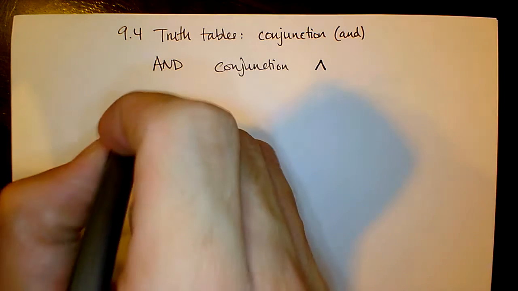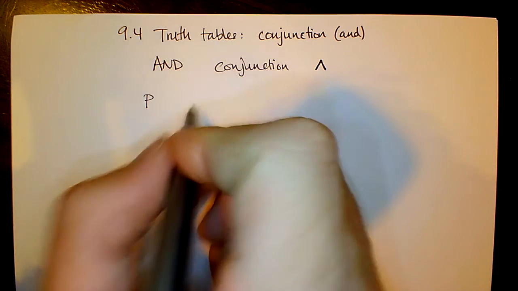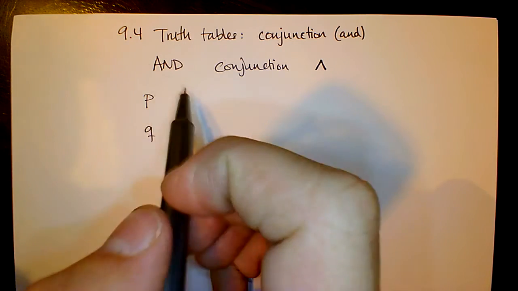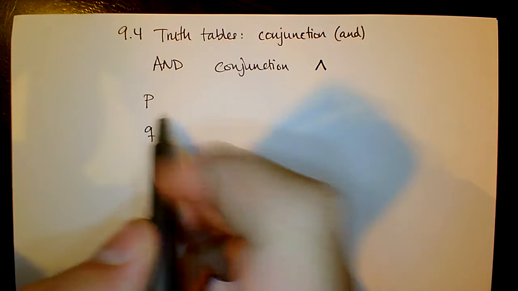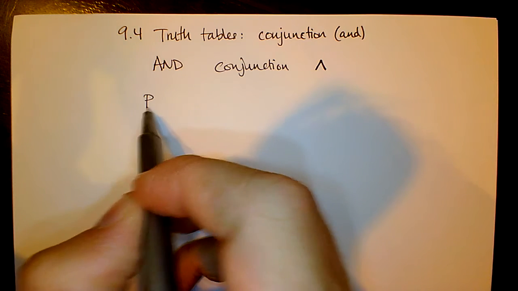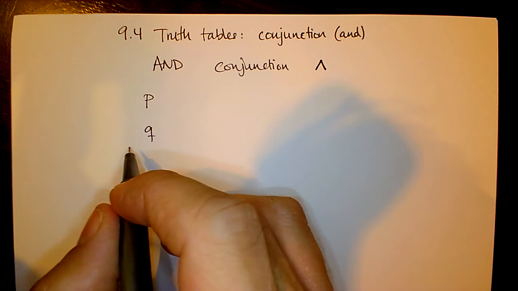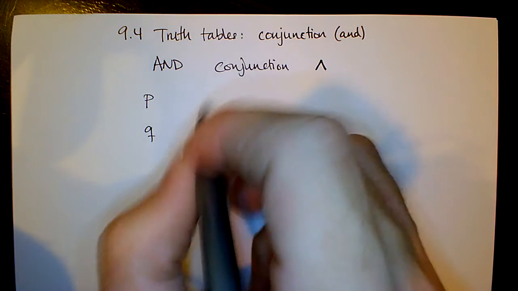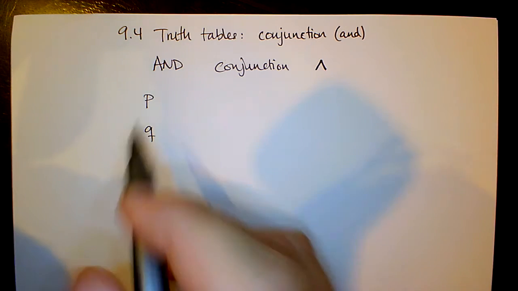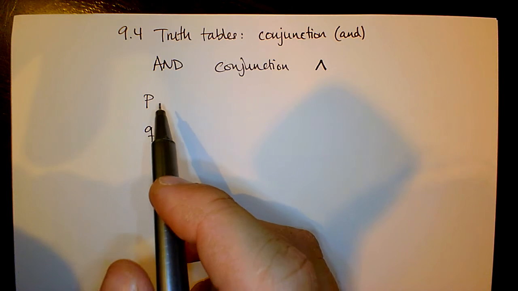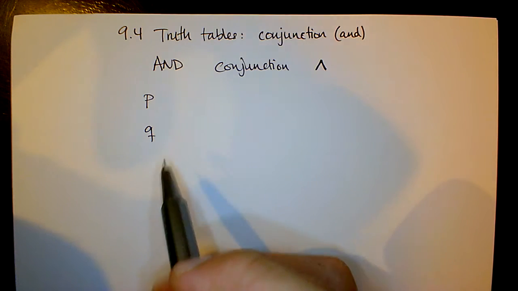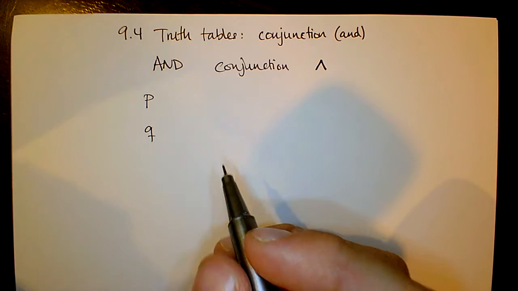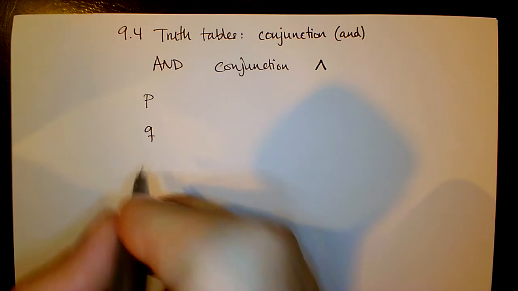So then we have to look at two different statements. So let's say that P is a statement and Q is a statement. So for example, if it is at least 35 degrees Celsius today, then that could be P, and then Q could be it is Friday. So what does then P and Q mean? It means that it is at least 35 degrees Celsius today and it is Friday. So that is kind of what this conjunction means.